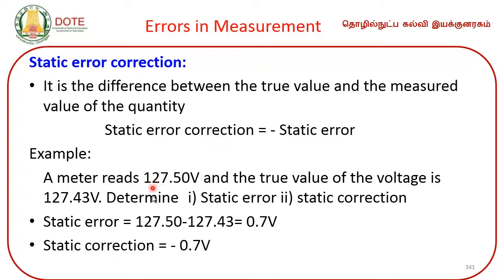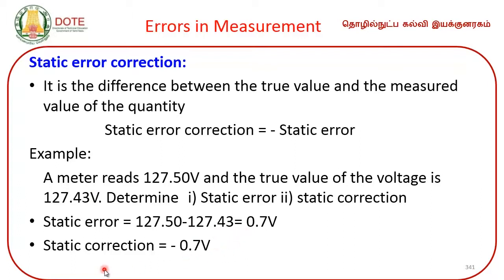அப்படின்னா என்ன அர்த்தம்? Suppose a meter reads 127.50 volt and the true value of the voltage is 127.43 volt. Okay, so ஒரு சர்க்யூட்டில் வோல்ட் மீட்டர் வச்சு நம்ம மெஷர் பண்ணுறோம். ட்ரூ வேல்யூ வந்து 127.43 வோல்ட், மீட்டர் 127.50 வோல்ட்னு காட்டுது. Then what is the static error? Static error is equal to measured value minus true value. So measured value is 127.50, true value is 127.43. So the error is 0.07 volt.